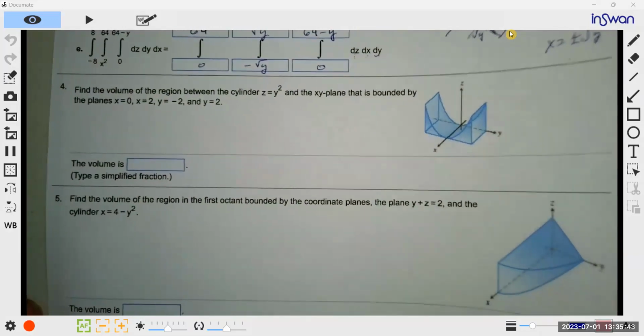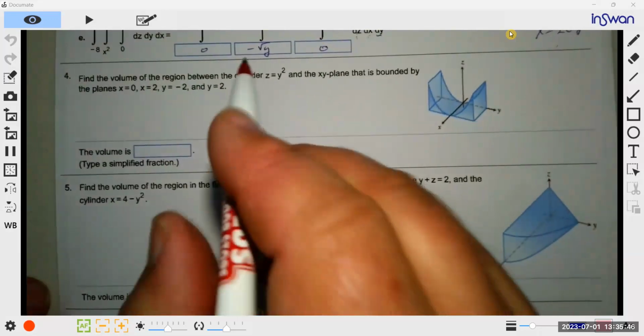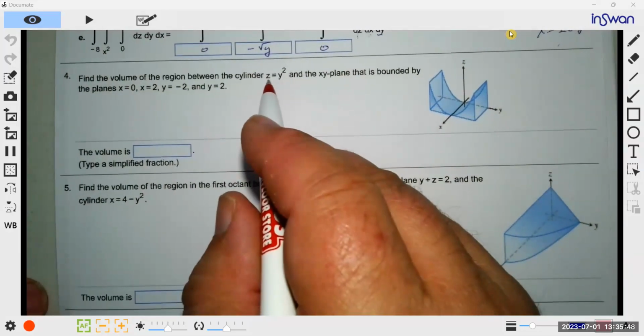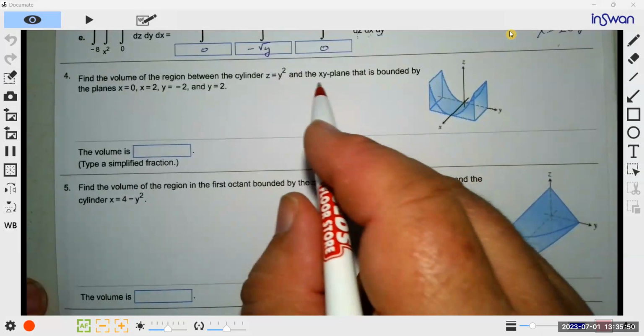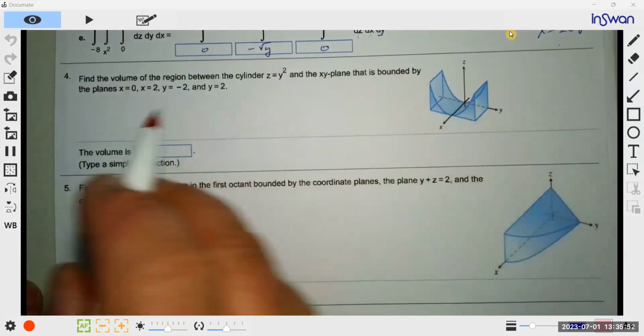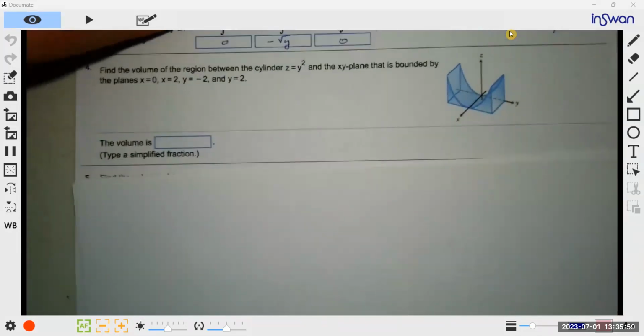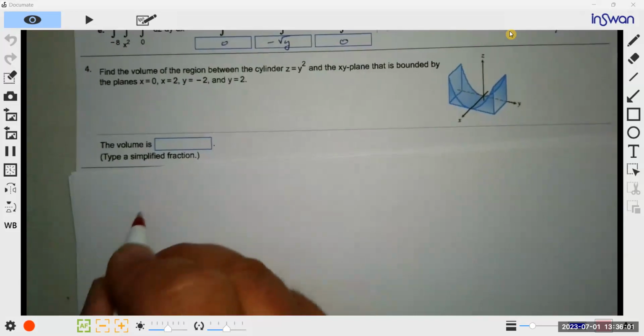All right, number 4. Find the volume of the region bounded by the cylinder z equals y squared and the xy plane that is bounded by the planes. Okay. Let's see what all this stuff tells us. This is question 4.